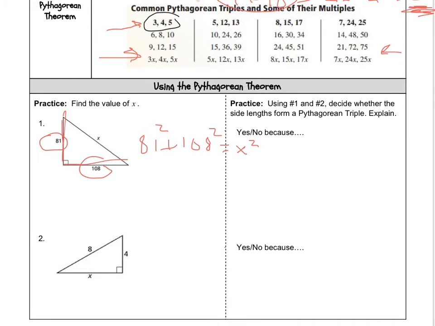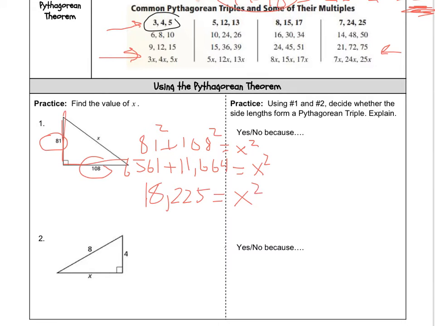X squared. Well, let me get my handy dandy calculator out. 81 squared means I'm doing 81 times 81, which is 6,561, plus 108 squared, which is 11,664. And that still equals the missing hypotenuse squared, or x squared. All right, so I would add those two totals, 6,561 plus 11,664, and I would get 18,225.